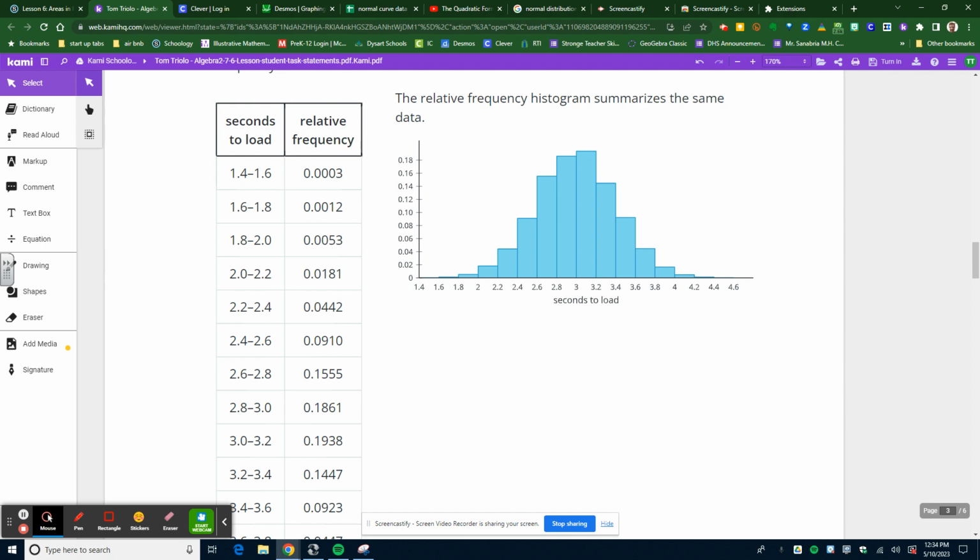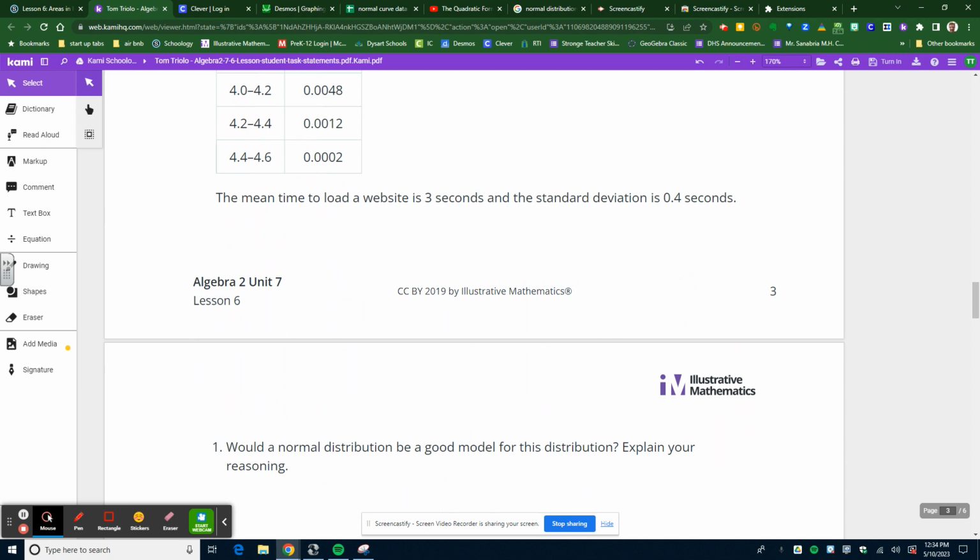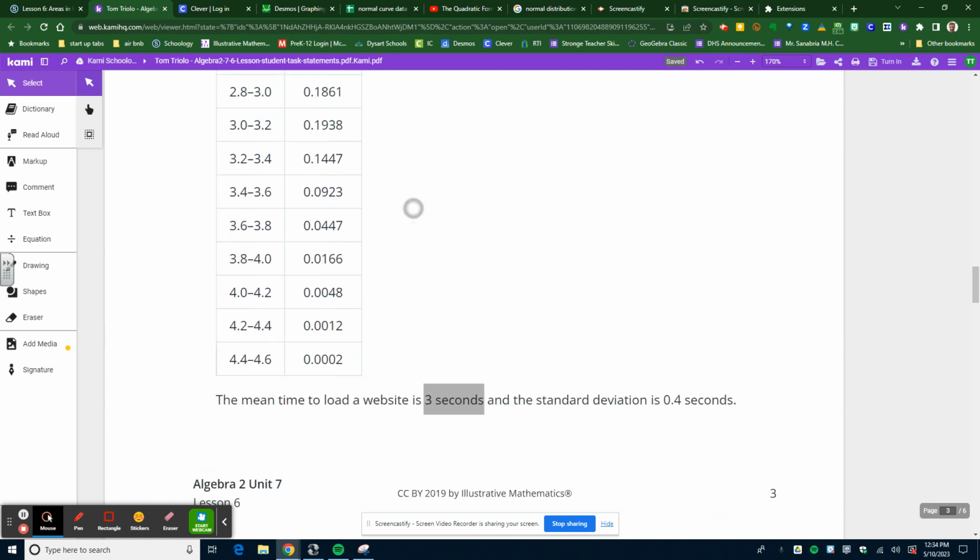All right, so each of these relative frequencies is really n what? What did we just do? Area. And if we add up all of these, what number do we get? 1. That hasn't changed since yesterday. So now all we're doing is answering questions. We have to look very carefully and see the mean time is 3 seconds, which makes sense because that's in the middle.